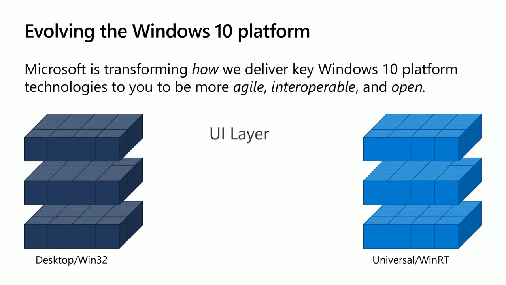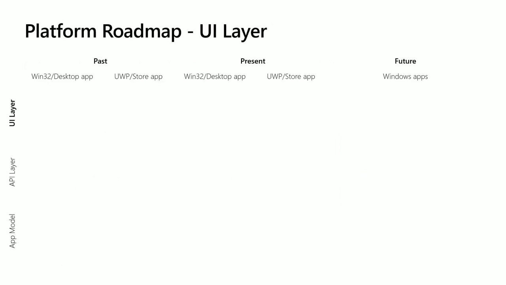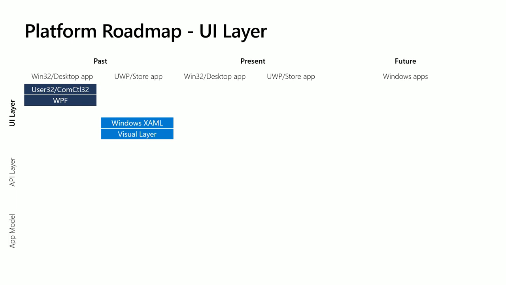To help you understand what we mean by that, I think we're going to dig in now a little bit into the layers of the platform and how we think about that and what we're doing in each layer. And so we kind of broadly think about there being a UI layer, an API layer, and an app model layer. And so let's dig into it and talk about the UI layer first.